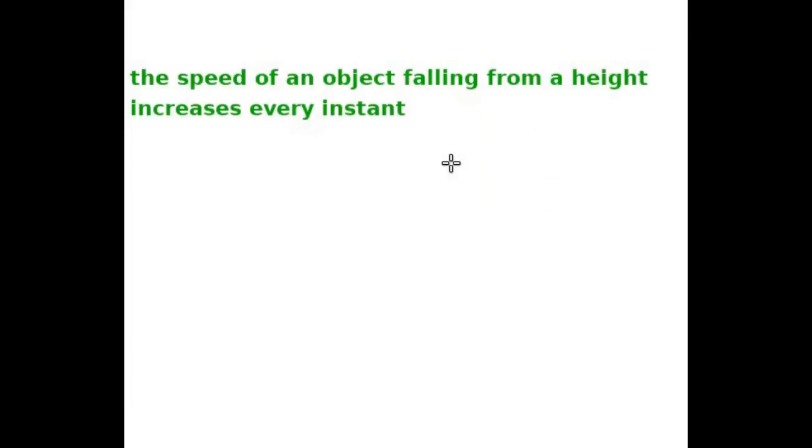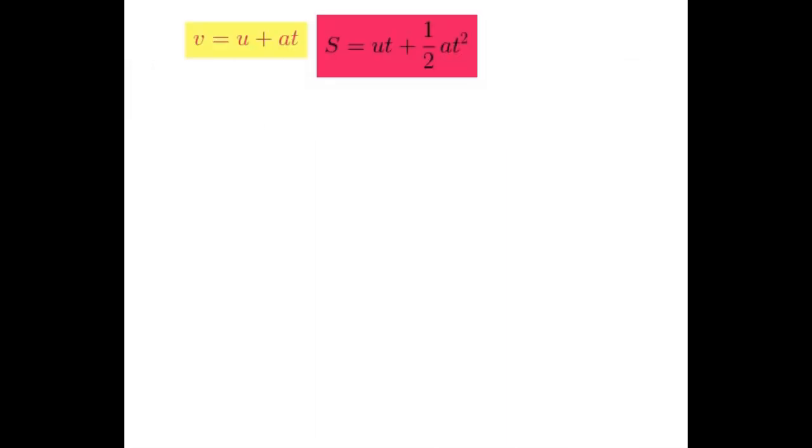Now consider an example from physics. We know that the speed of an object falling from a height increases every instant. We already learned the famous equations: v = u + at and s = ut + 1/2 at², to calculate the speed after t seconds and the distance traveled by the object after t seconds.